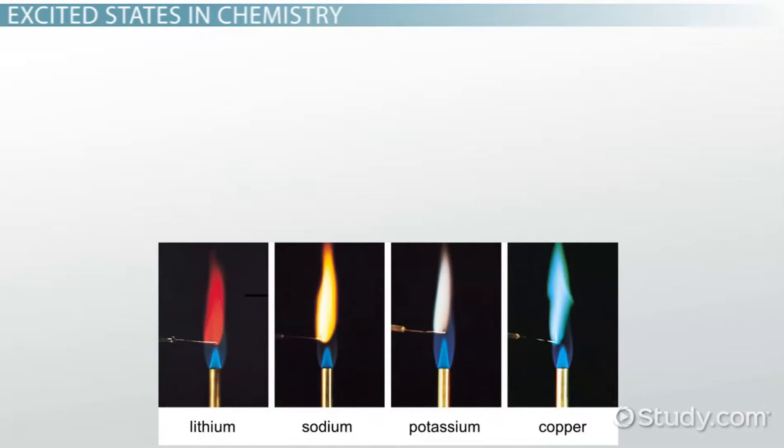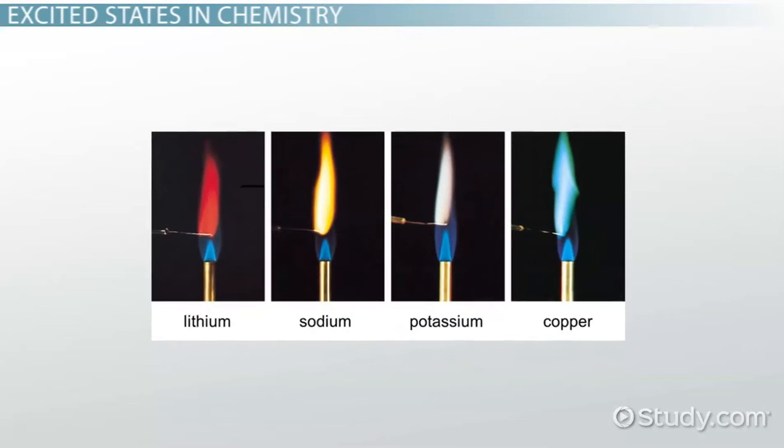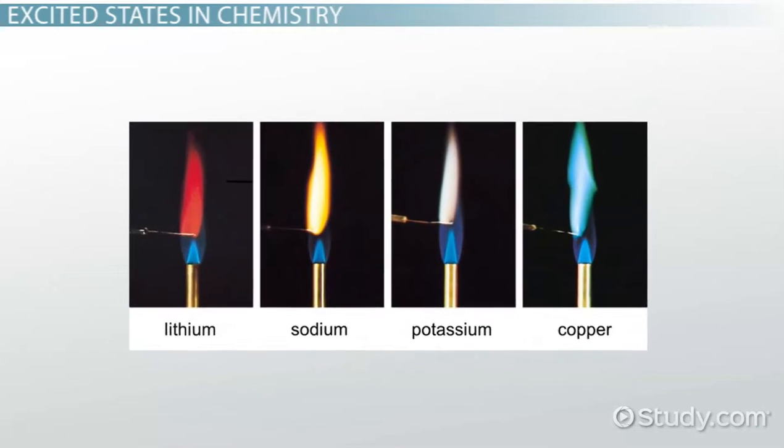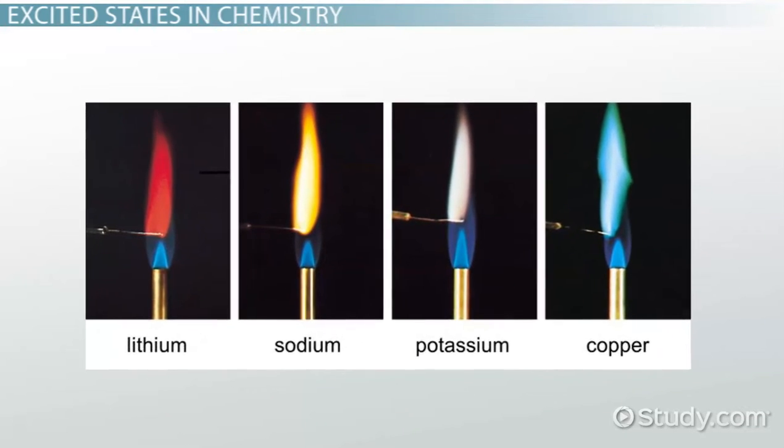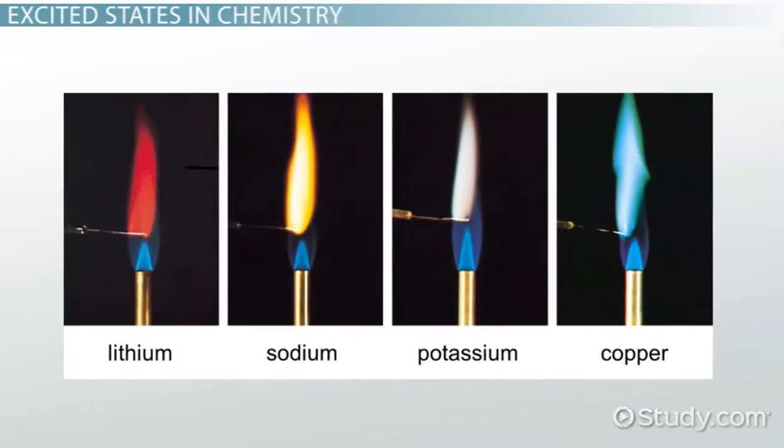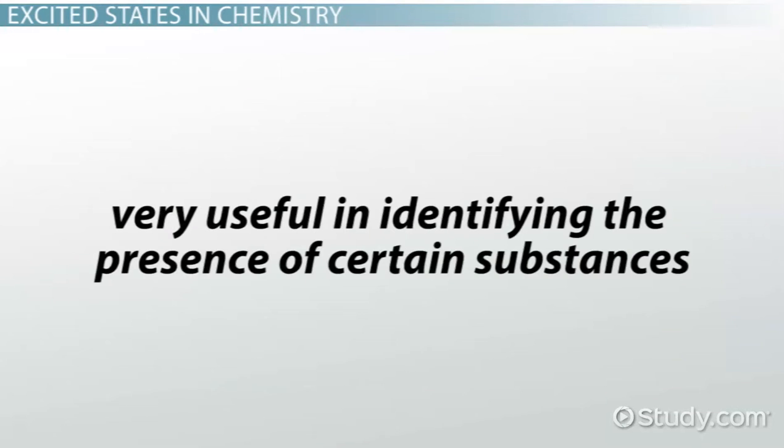Excited state electrons are also significant when analyzing substances to determine their composition. As noted earlier, the excited electrons of heated objects emit light as the electrons return to their ground states. The color of light can be very distinctive, as in the case of the green flame produced from the presence of copper, and is very useful in identifying the presence of certain substances.